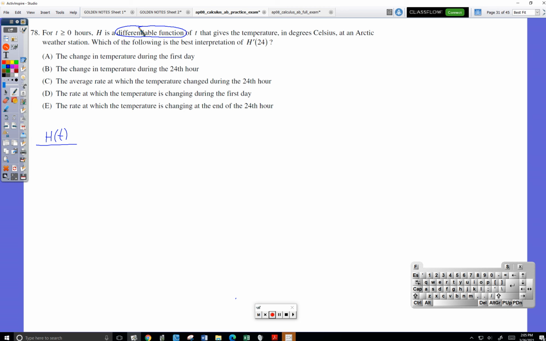Gives a temperature. Yeah, H is just giving us the temperature. Is that okay? Yeah. So the symbol H represents the temperature. Melissa, what are the units of H? T. Oh, wait, no, Celsius. Degrees Celsius. Good.